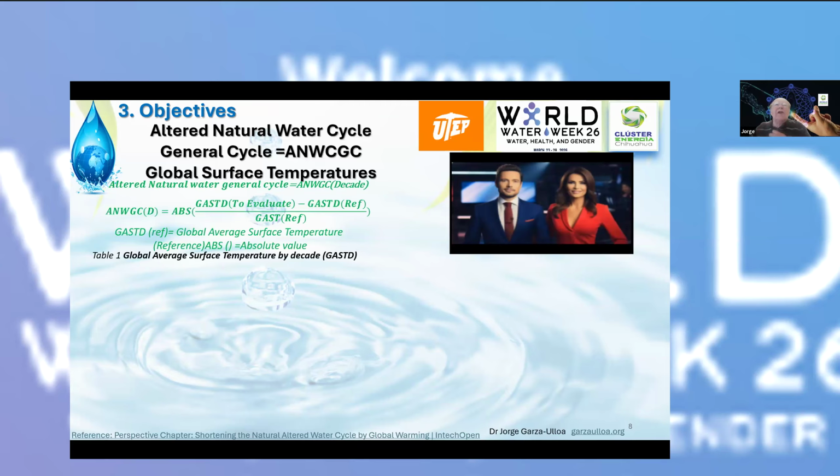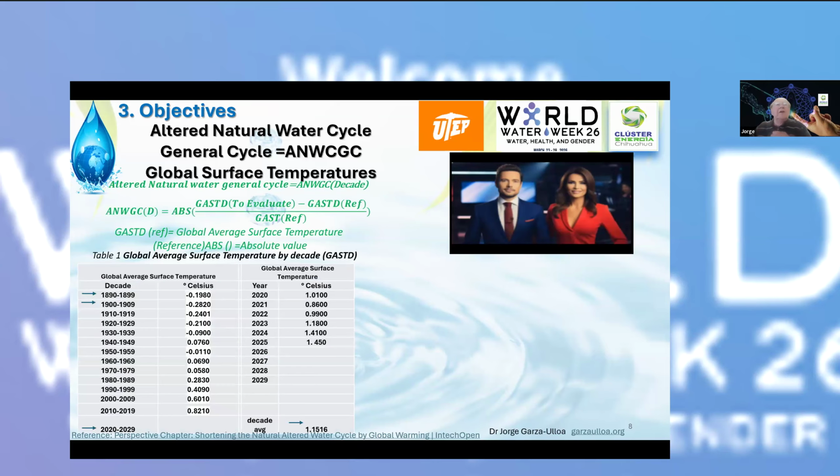I call it the global average surface temperature. Okay. Then I said, okay, I'm going to check the surface temperature from 1890 to 1899 in Celsius. It was compared with what we have in the year 2000. It was negative. Then I found this one. I found this one using this equation. And every year it is increasing.